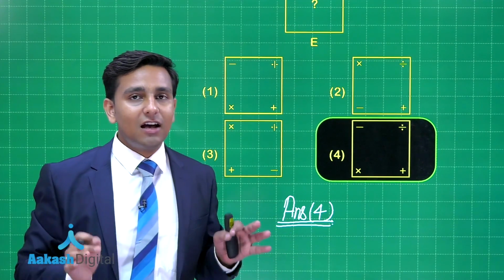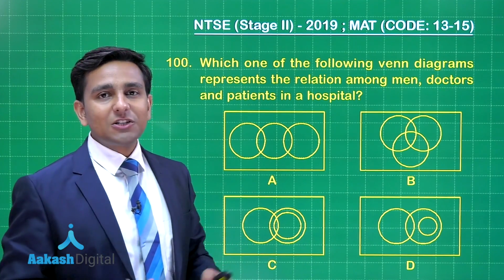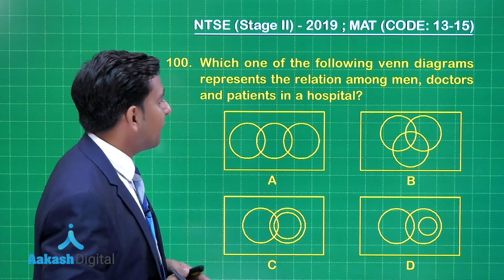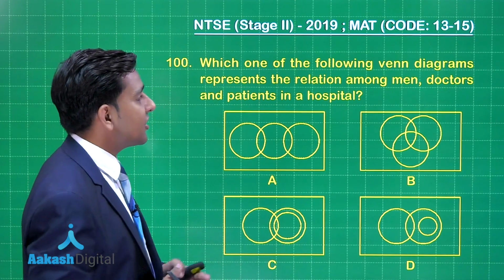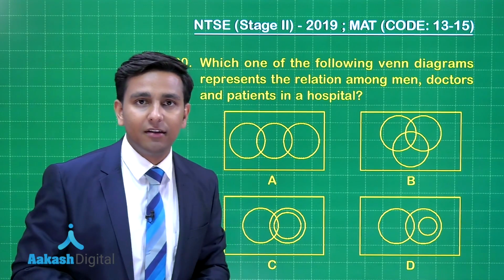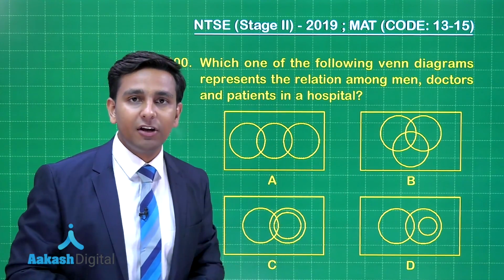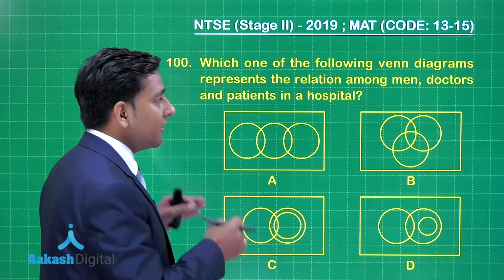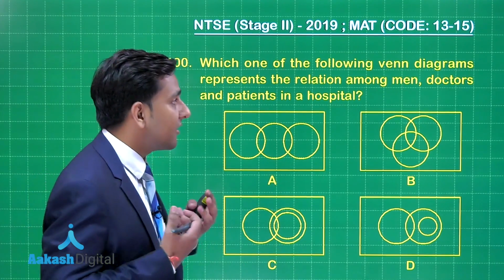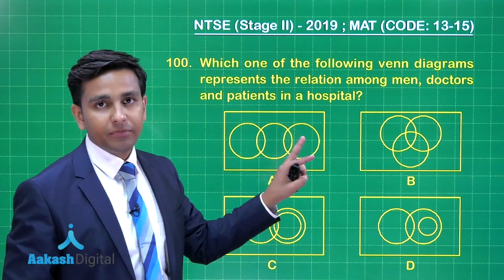Now let's take the last question of the mental ability test. Now it's time to solve the last question of the math paper. The question states which one of the following Venn diagrams represents the relation among men, doctors and patients in a hospital. 4 distinct Venn diagrams A, B, C and D are given and we have to find the correct Venn diagram that represents the given information, or you can say the relation between men, doctors and patients.